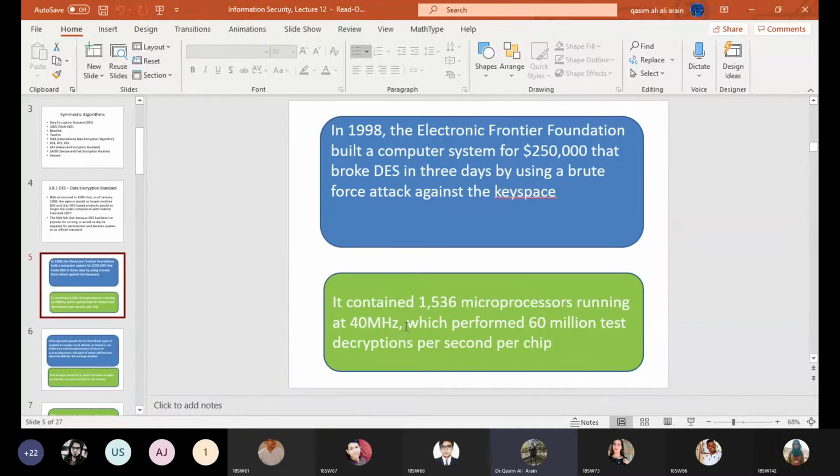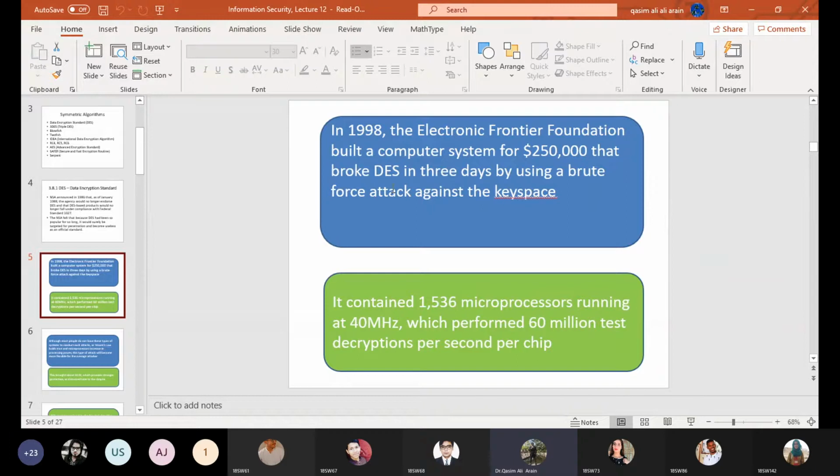In 1998, the Electronic Frontier Foundation built a computer system for $250,000 that broke DES in 3 days using a brute force attack against the key space. It contained 1536 microprocessors running at 40 megahertz, which performed 60 million test decryptions per second per chip, right? Now, this was the problem with DES, how DES was broken. DES was broken in 1998.